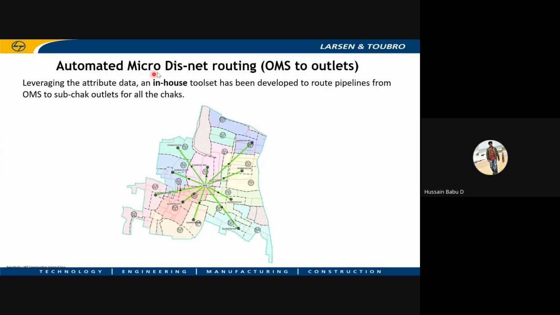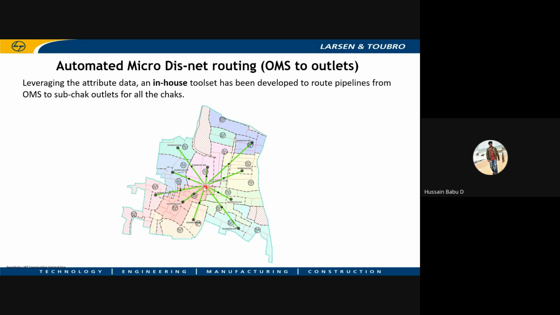And then this is a micro distribution network system. Once this outlet and OCS are placed, we need to connect this outlet based on this OCS system. I am explaining this based on a single chak, but there will be 5,000 to 6,000 chaks for each project. So joining this line itself will take a lot of time when you do it manually.